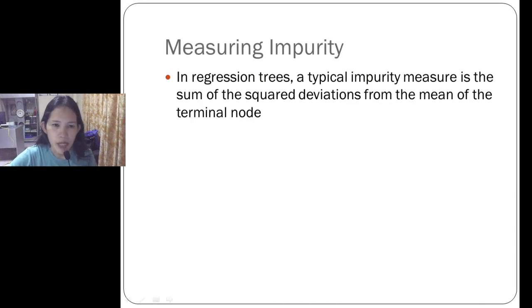We described two types of impurity measures for nodes in classification trees: the Gini index and the entropy-based measure. In both cases, the index is a function of the ratio between the categories of the records in that node. In regression trees, a typical impurity measure is the sum of the squared deviations from the mean of the terminal node. This is equivalent to the sum of the squared errors because the mean of the terminal node is exactly the prediction.